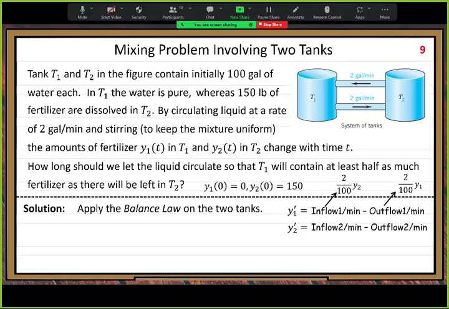Second, similar, right? Inflow 2 is 2 over 100 from tank 1, so Y1. Okay? Outflow 2, so 2 over 100 proportion times Y2 amount of fertilizer flows out. Okay? So this is a direct interpretation from the balance law. So you write these 2 equations. Linear system, 2 equations. Next, let's try to solve it.